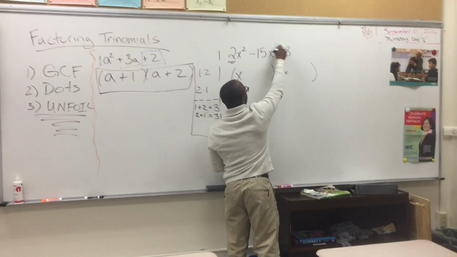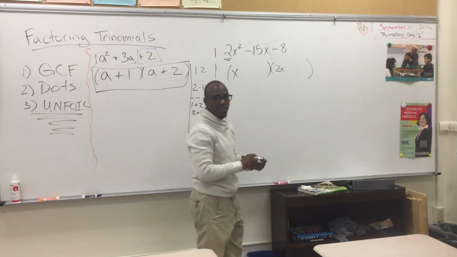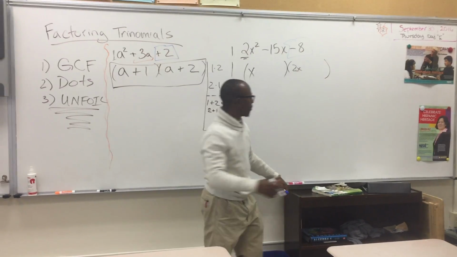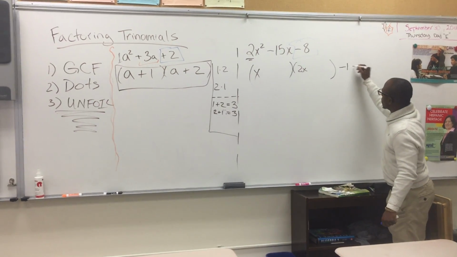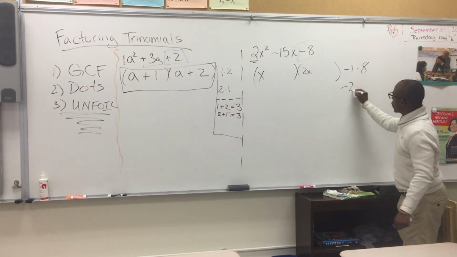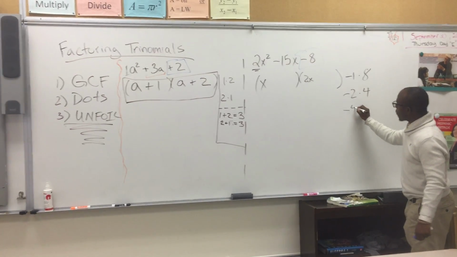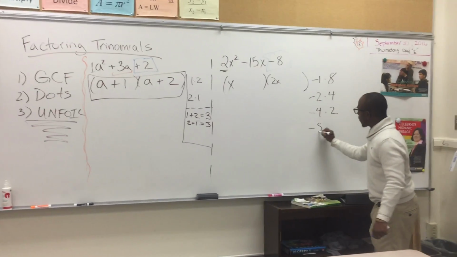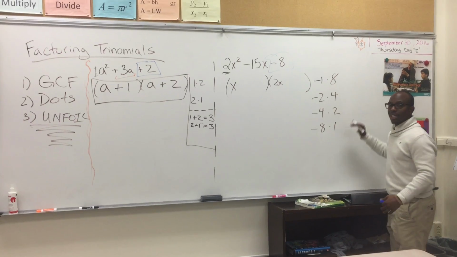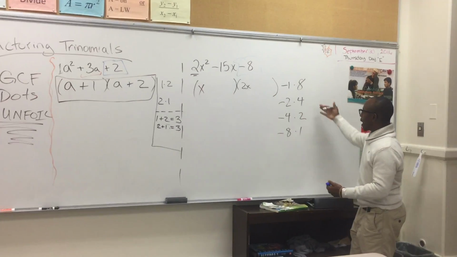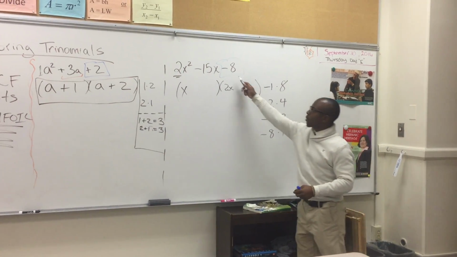Of course, we're going to look at the last term. The last term is negative 8. What multiplies to give me negative 8? Negative 1 times 8. Negative 2 times 4. Negative 4 times 2. And negative 8 times 1. These are all the things that multiply to give me negative 8.